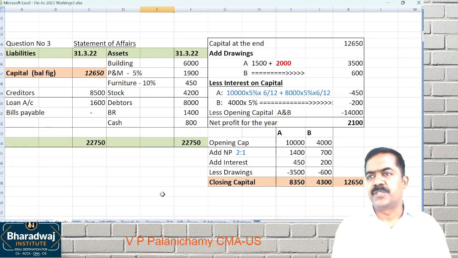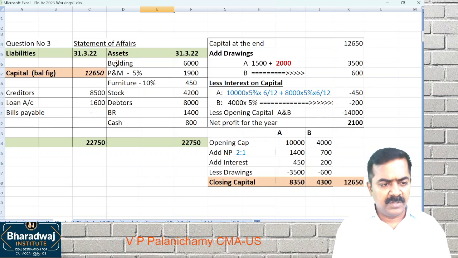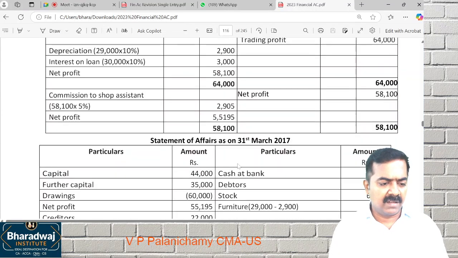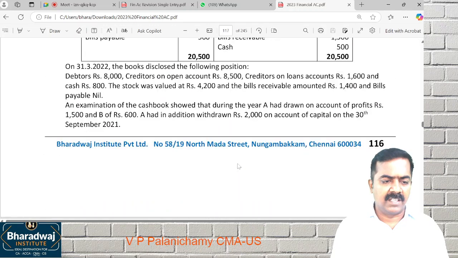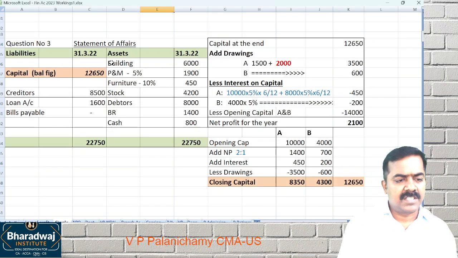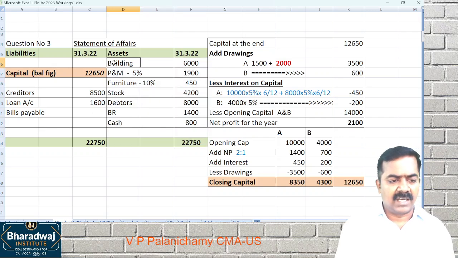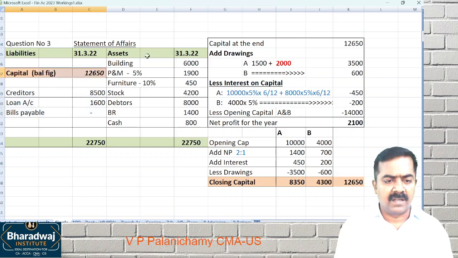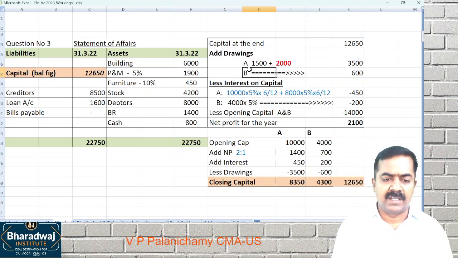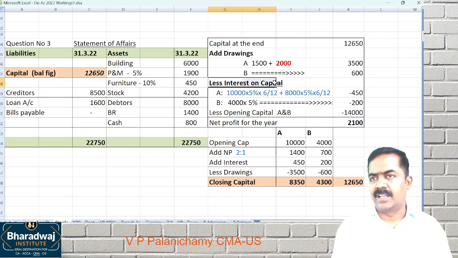For a partnership firm we have done it too. There was a question, question number 3, where we are given the balance sheet at the beginning of the year with capitals of partners. Then what did we do? We worked out the statement of affairs at the end of the year with assets after depreciation, with other assets given, liabilities, and we got capital at the end of the year, add back drawings. It can be any drawings, normal drawings of profit, withdrawing of capital we have done. Then less interest on capital.